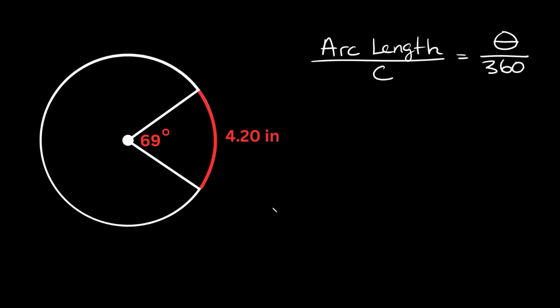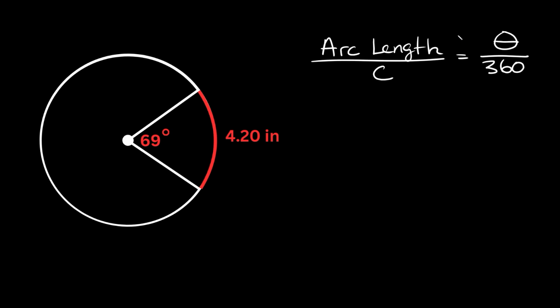So in this video, I'm going to teach you how to find the circumference of a circle when you're given the angle, or specifically a central angle, and an arc length. In order to find the circumference, we can use this formula up here. It just says the arc length over C is equal to theta over 360. C stands for the circumference, and theta stands for the central angle.